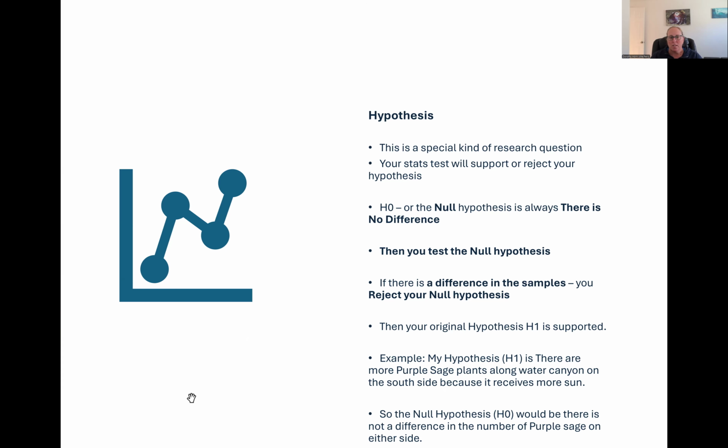The null hypothesis, or what we call H0, always means that there's no difference between samples. And you test that to see if there is or not. If there is a difference, you reject the null hypothesis. Then you try to prove if your original hypothesis is supported. And hopefully your original hypothesis isn't just that there's a big difference. It should be something a little bit more specific or predictive.